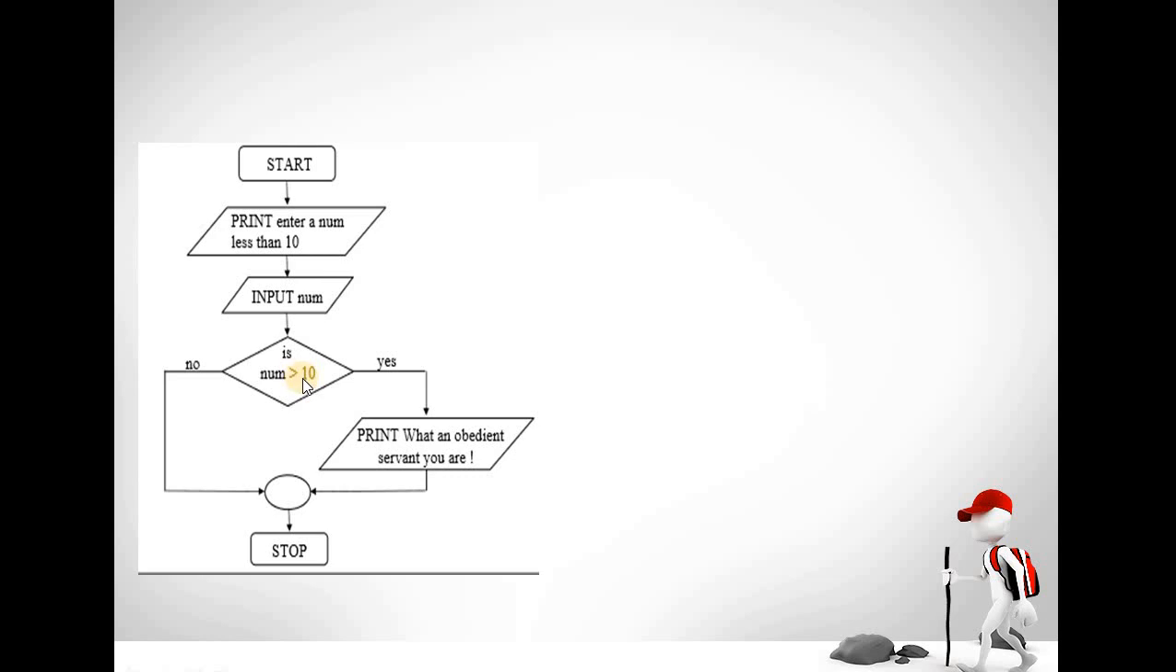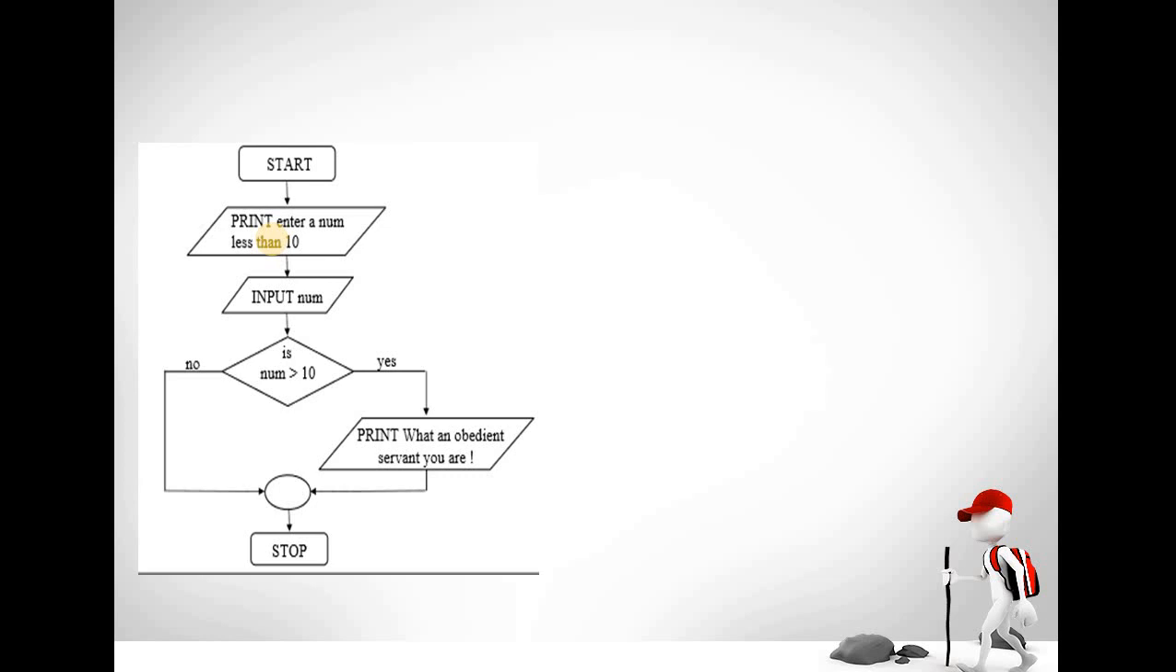If it is yes, that means if the user has entered a number, suppose like 5, then it will be compared with 10. If the number is greater than 10, then print what an obedient servant you are, and if it is not, then just stop. That means only if this condition is true will this print statement be printed, and if the number is not greater than 10, that means our condition is false, then you just stop.